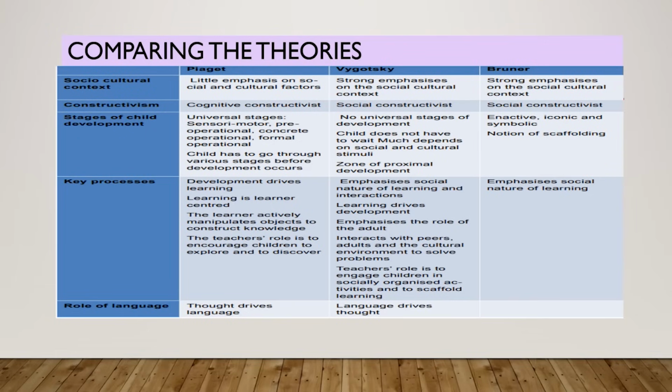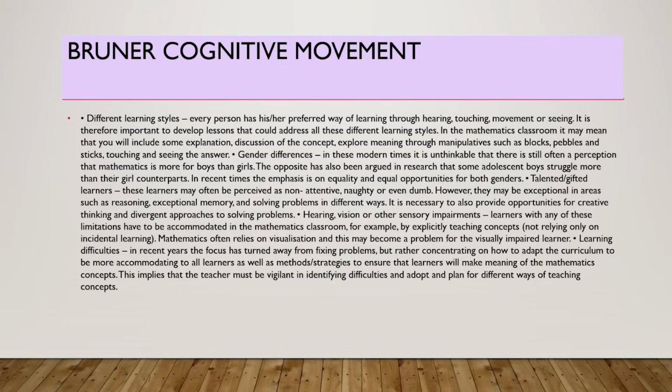So when we look at Bruner's cognitive movement, he focused on different learning styles because every person has his or her preferred way of learning through hearing, touching, movement, or seeing. So it is therefore important to develop lessons that can address all these different learning styles in a classroom. In the maths classroom, it may mean that you will have to include some explanation, discussion of the concepts. Sometimes you need to explore the meaning through manipulatives, such as using blocks, pebbles, sticks, touching, seeing the answer.